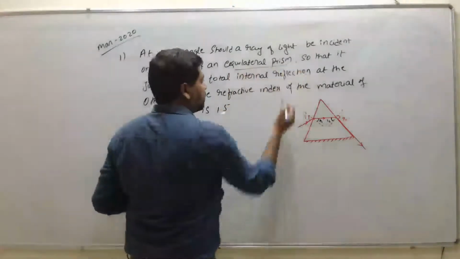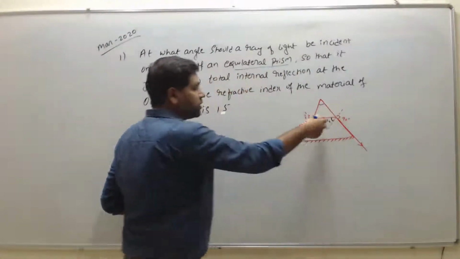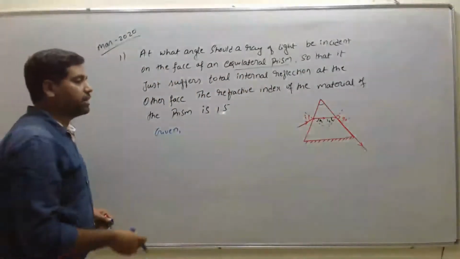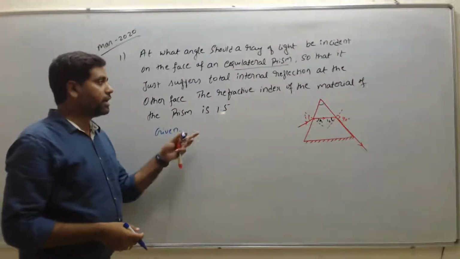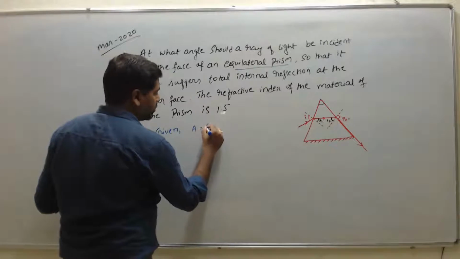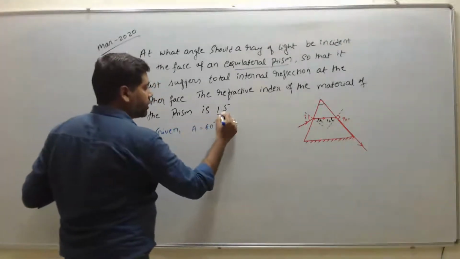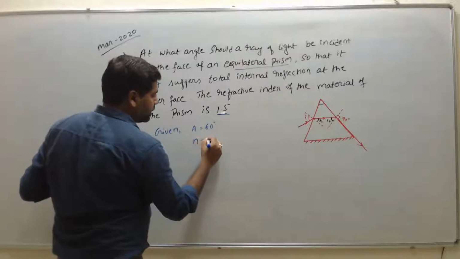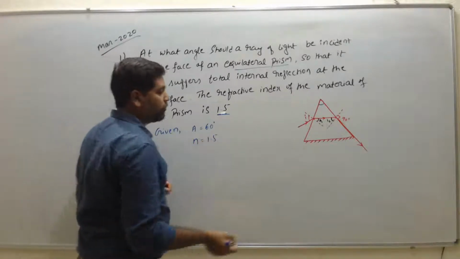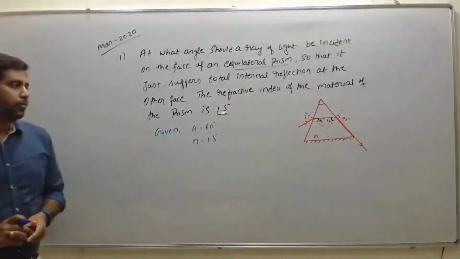Given the equilateral prism, all the angles are equal. The sum of the angles is 180 degrees for the triangle, so the angle of the prism A is equal to 60 degrees. And they also gave the refractive index of the prism, n is equal to 1.5.